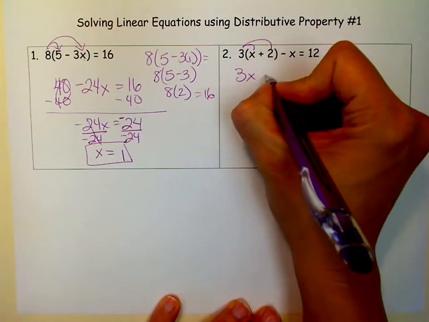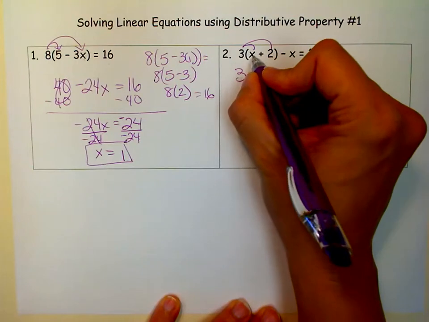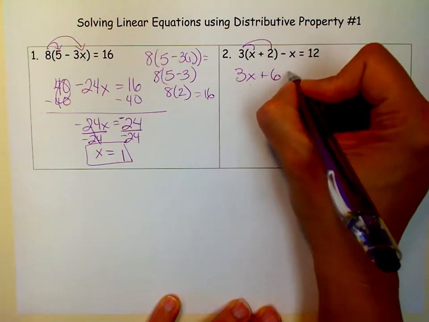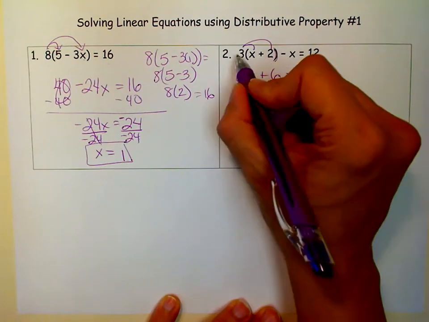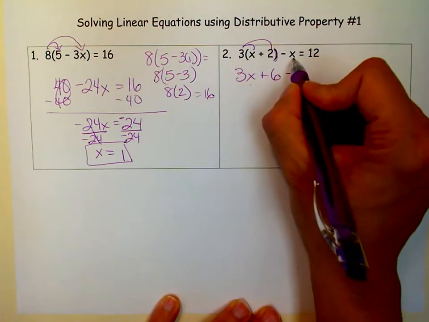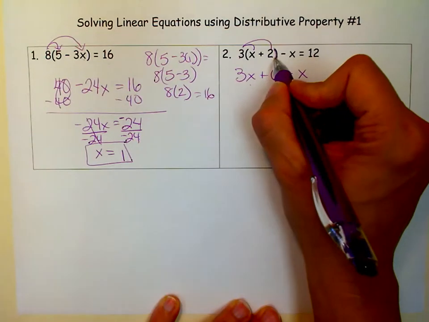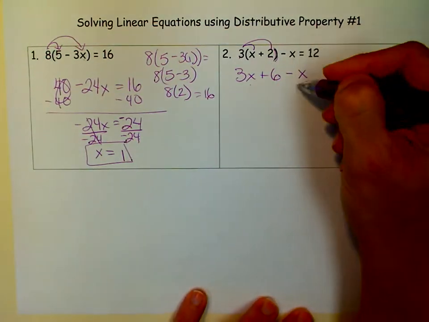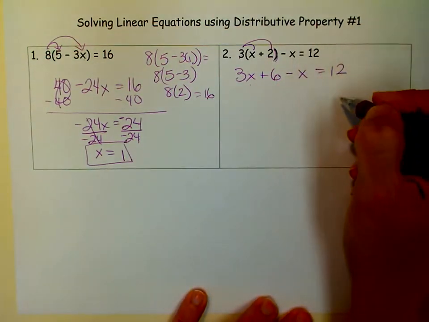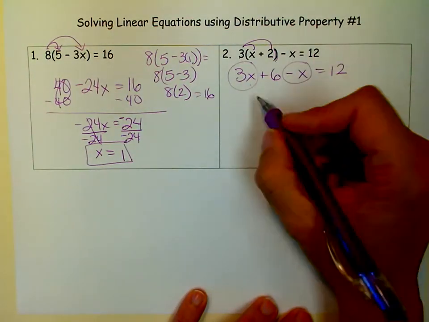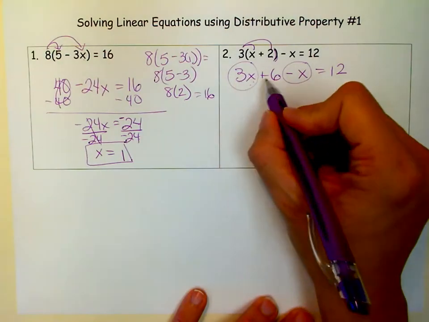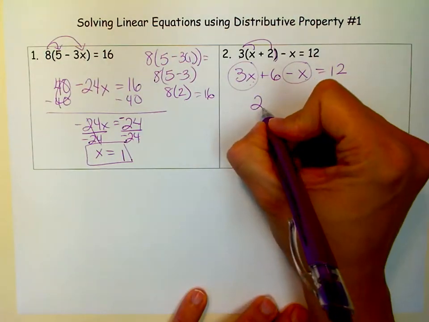Over here, let's get rid of our parentheses. So 3x plus 6, because 3 times x is 3x, 3 times 2 is 6, minus x. Notice the parentheses stopped right there. So I don't have to multiply this 3 over to that, because it stopped. I'm done multiplying when I get to the end of the parentheses. So the negative x just comes down. And now you'll see I have like terms. I have 2 x terms on the left side, so I need to combine them first. 3x minus x is 2x.